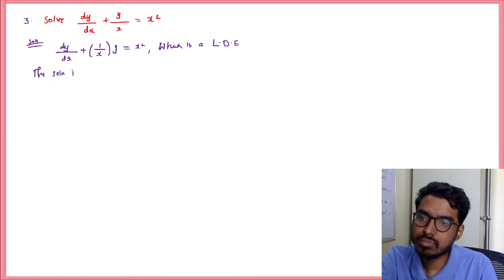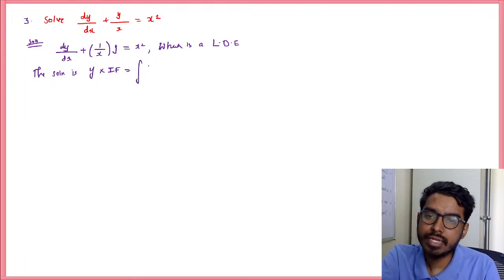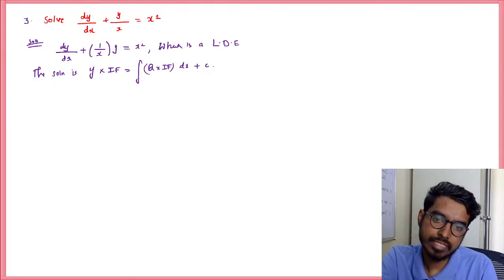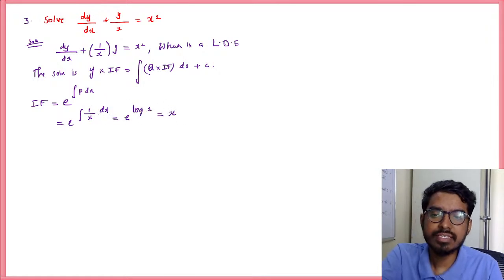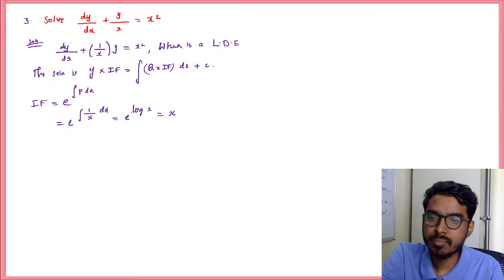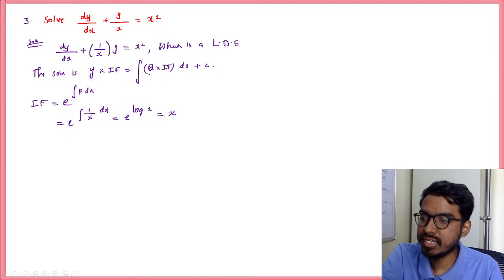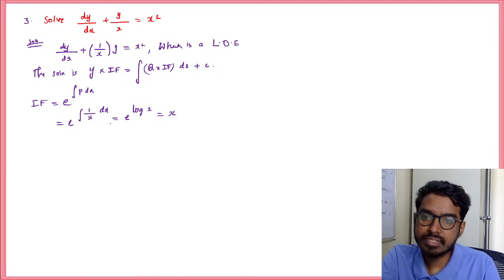The solution is y into integrating factor is equal to integration of q into integrating factor dx plus c. Now what is the integrating factor? E power integration of p dx. So e power integration of 1 by x dx. So e power log x, which is x, right? Integration of 1 by x is log x. So you have e power log x, which is x. So your integrating factor is x.